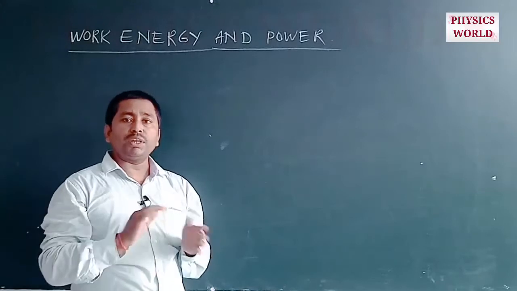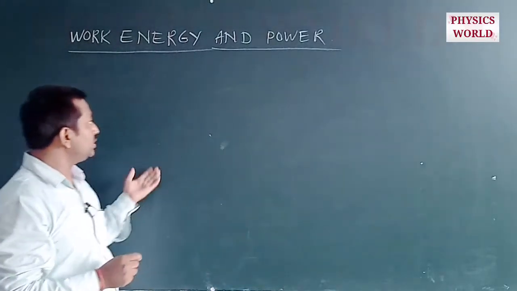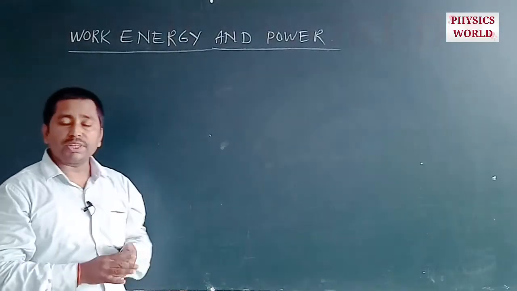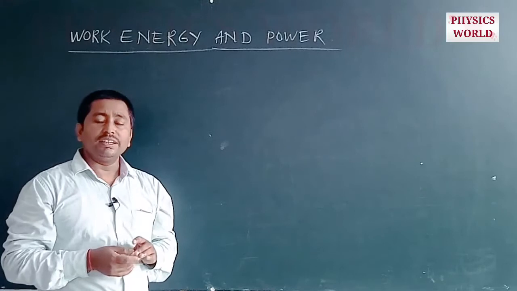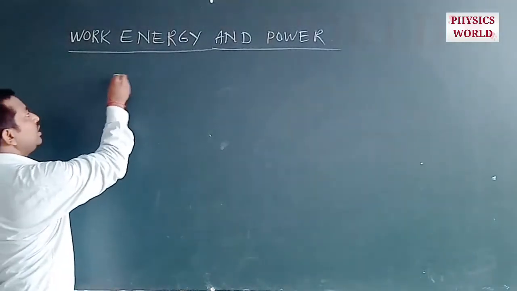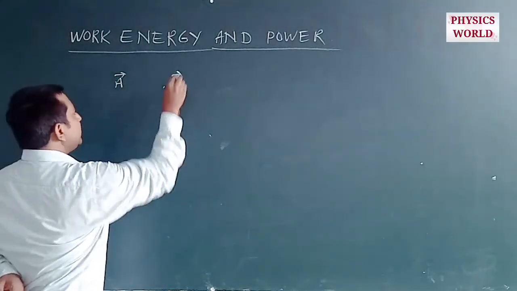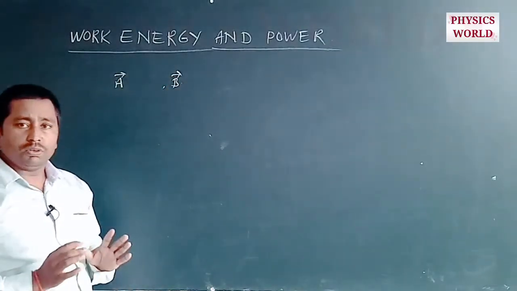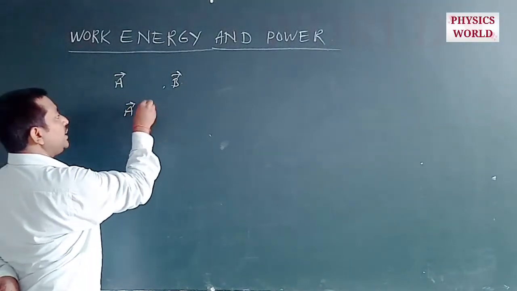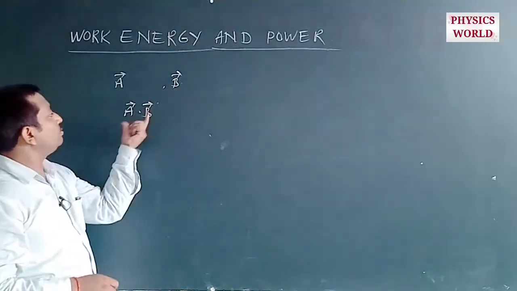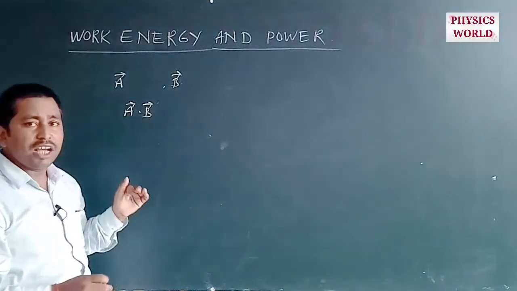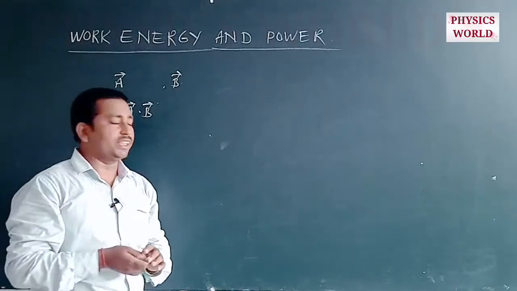It is very important for all of you to know what the dot product is. For this, let us assume that we have two vectors, vector A and vector B, and we want to know the dot product of these two vectors, that is, vector A dot vector B. So what will be the value of this? This can be easily understood on the basis of its definition and some mathematical operations.